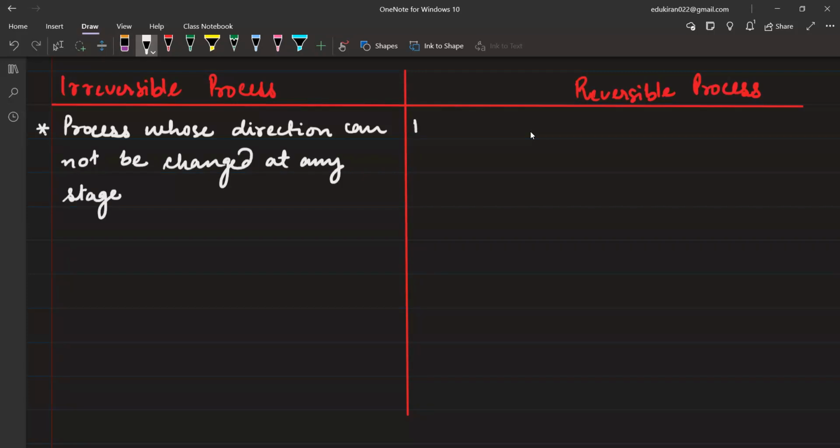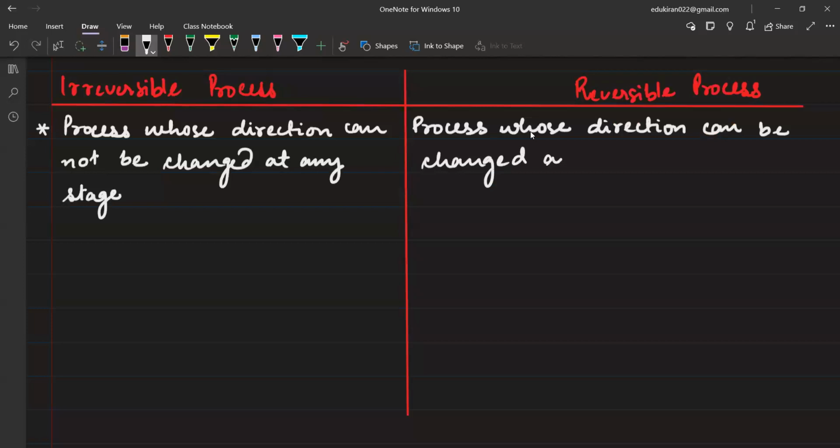ठीक है. So next point here it is, process whose direction can be changed at any stage. Can be changed at any stage. ठीक है. At any stage.